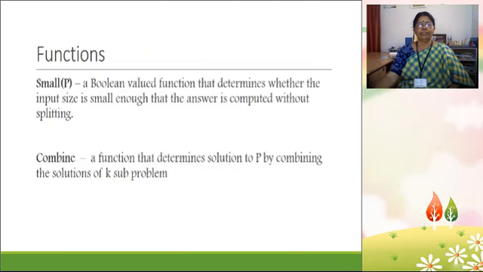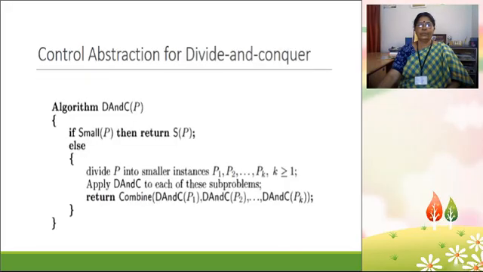So in order to define the control abstraction of divide and conquer, we'll be using Small(P). It's a Boolean valued function that determines whether the input size is small enough so that we get a direct solution. Finally, Combine combines the subsolutions to form the solution to the original problem P. This is the control abstraction.